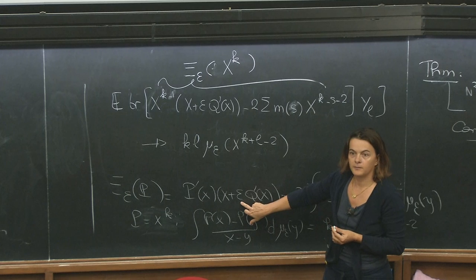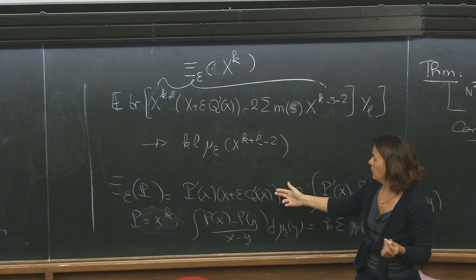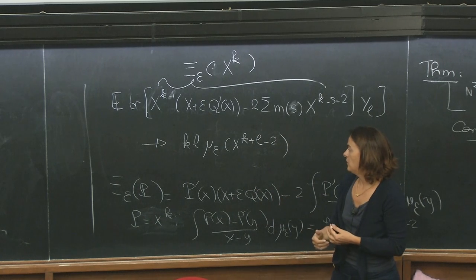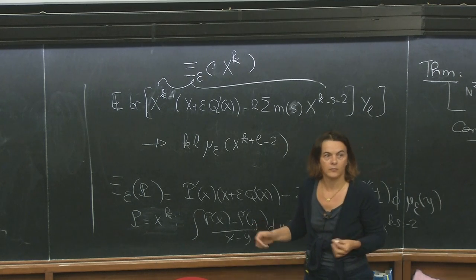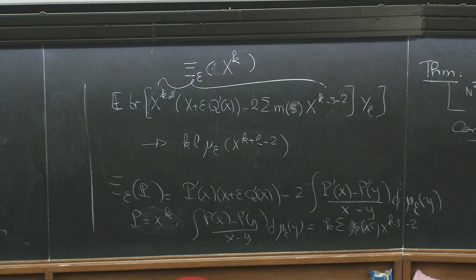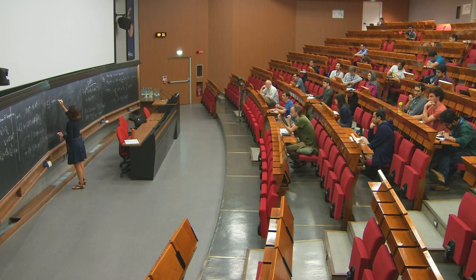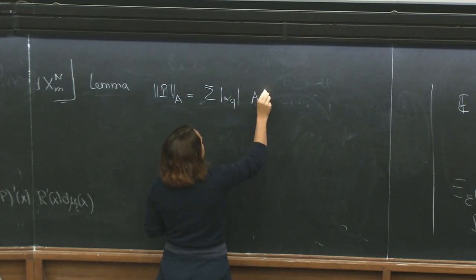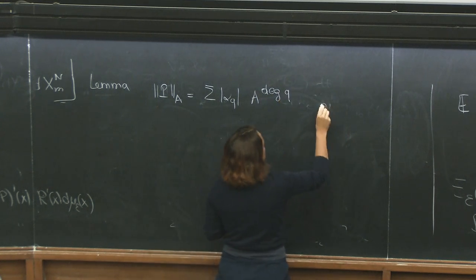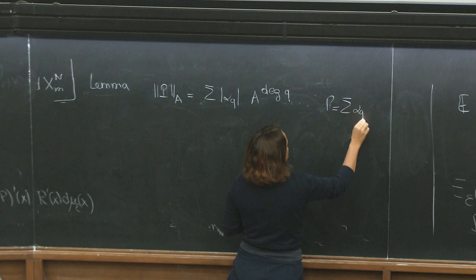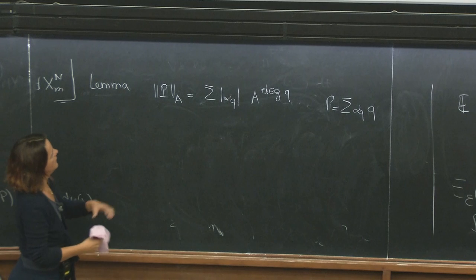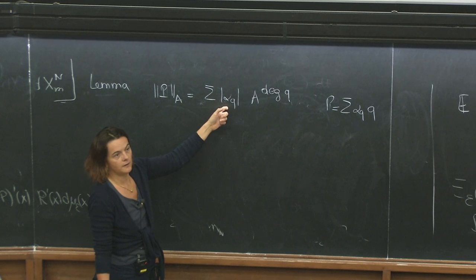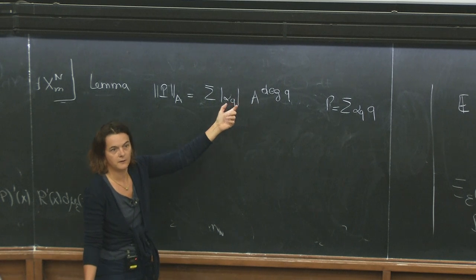So you have to do something with this because this is spoiling your inversion. What you are going to do is say, if I don't look at polynomials, because this will not be invertible in the world of polynomials, you can eventually invert it on the space of analytic functions. So the idea is that if you define ||P||_A, which is the sum of |α_Q| A^(deg Q), where P is the sum of α_Q Q. Meaning that if this norm is finite, somehow if you have an analytic series, its radius of convergence is greater than A^(-1).